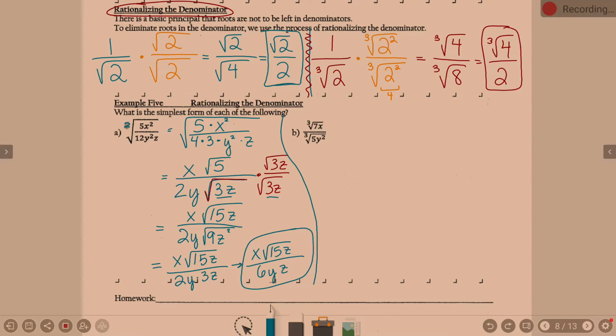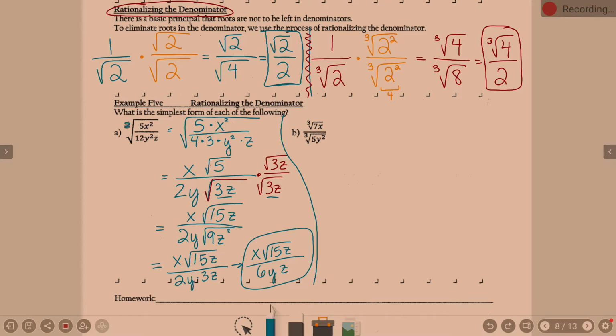Okay, let's look at B. First of all, notice that B is cube roots. So B is cube roots: cube root of 7x divided by cube root of 5y squared. Can I divide anything here? No. Of course not, because we're past that stage. We're past the easy ones, but I'm still checking, because in homework, test, quiz, they won't necessarily be in that order. 7 doesn't divide by 5, x doesn't divide by y squared, so we can't do that.